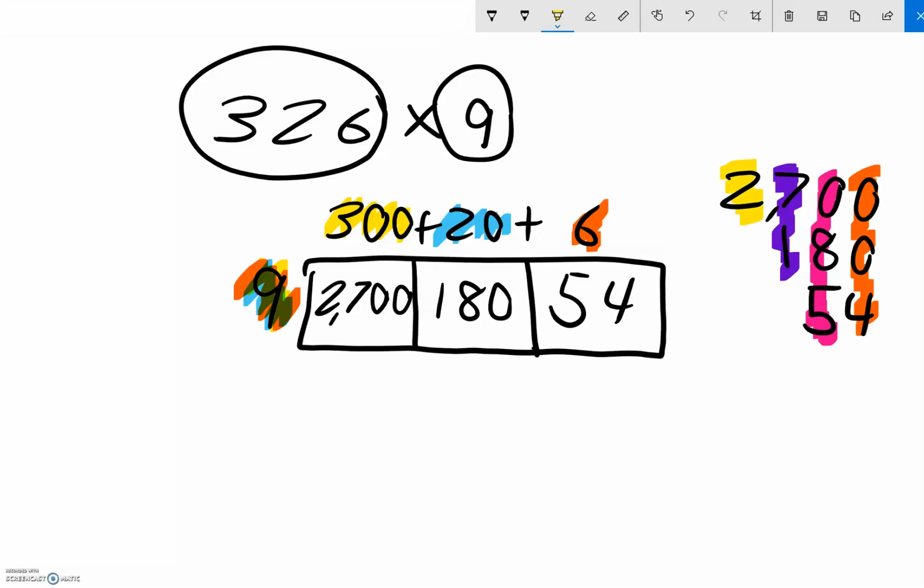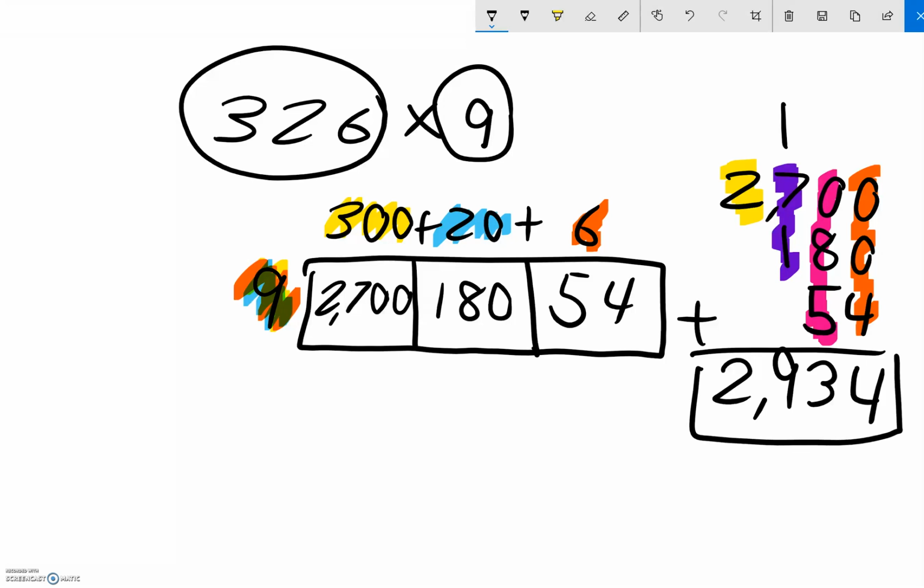Okay, 0 plus 0 plus 4 is 4. 0 plus 8 plus 5 is 13. Learn those math facts. 7 plus 1 is 9. And 2 is just 2. Okay, so that's our answer. 2,934. So 326 times 9 equals 2,934.